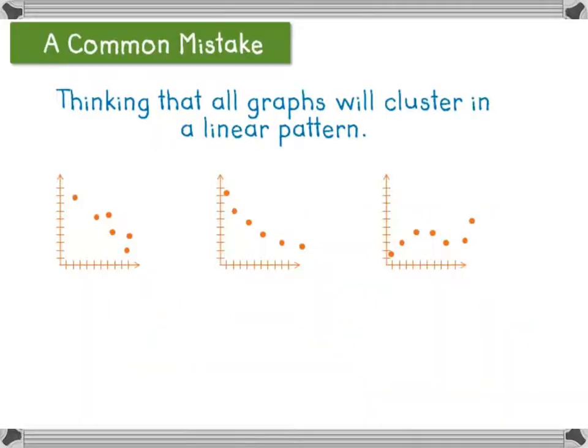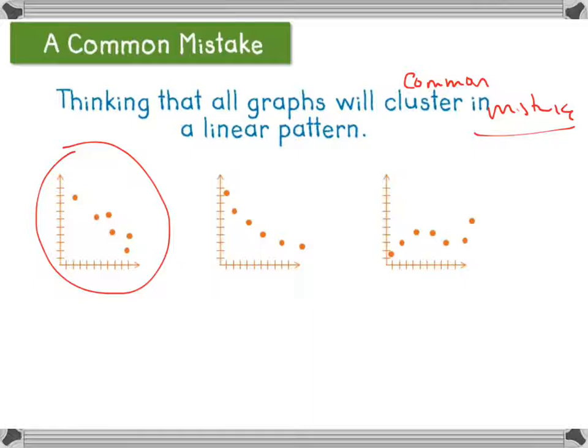Okay, so a common mistake, this should have said common mistake on the top. A very common mistake that people have is thinking that all graphs will cluster in a linear pattern. So it looks like graph number 1 here has a linear pattern. So it looks like the line of best fit would be a line and not a curve. Okay, but in these other ones, it's actually better to fit these with a curve. So these other two, graph 2 and graph 3, there's not a line that would fit these the best.